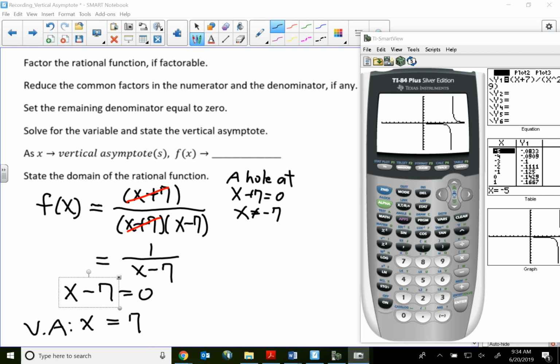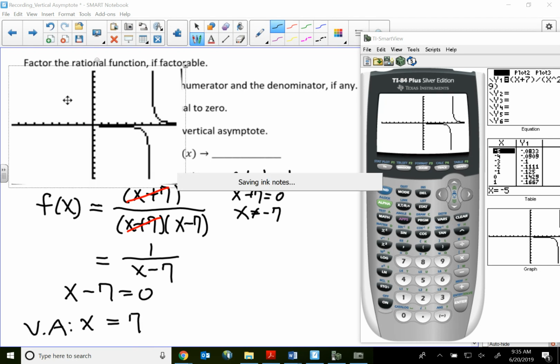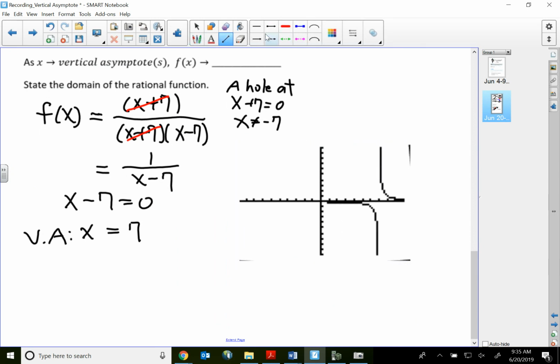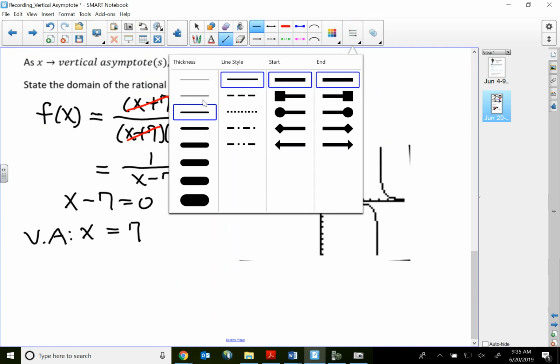So it appears that even though I only got one vertical asymptote, I still have 2 restrictions on my domain, okay? So there's a difference. That's why, when we talk about the restriction on the domain, we've got to be more specific. There are different types of restrictions, okay?